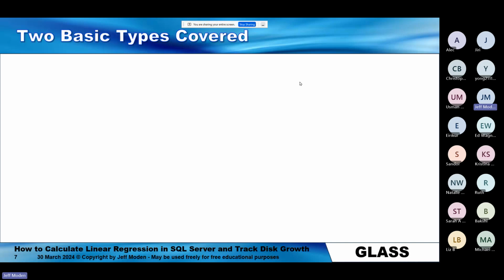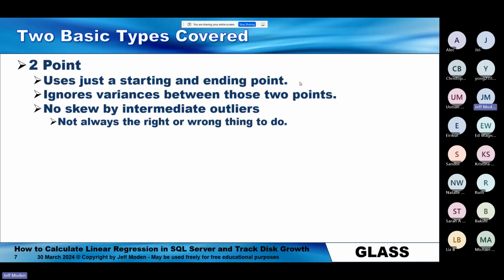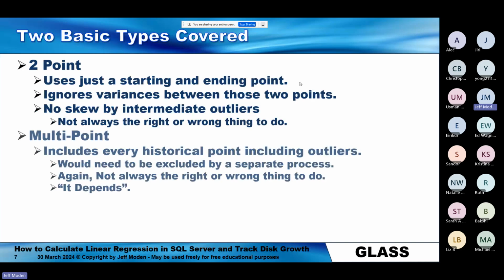Okay, good. So we're going to cover two basic types of linear regression. One is just a 2-point linear regression, where you use just the starting and the ending points, and you ignore all the variances between those 2 points. There's no skew by intermediate outliers, and it's not always the wrong thing to do, but it's also not always the right thing to do. And this is what they have data analysts for, to make these kinds of decisions. And then there's multi-point, where you consider every single point in your regression, and we'll see an example of that as well.